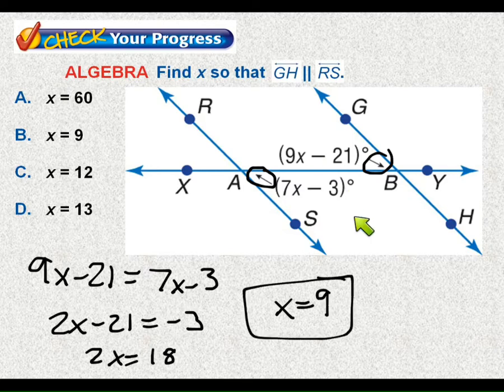So if x is 9, this would be 81 minus 20. This angle would be 60. This would be 63 minus 3. This angle would be 60. The alternate interior angles would be congruent, so then those lines would be parallel. Just the converse of everything we did last time.